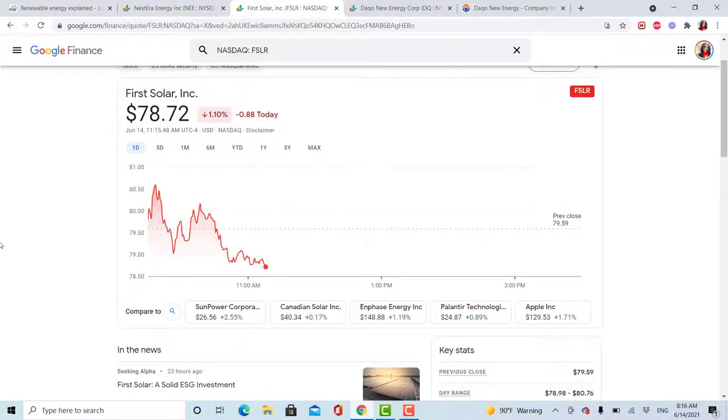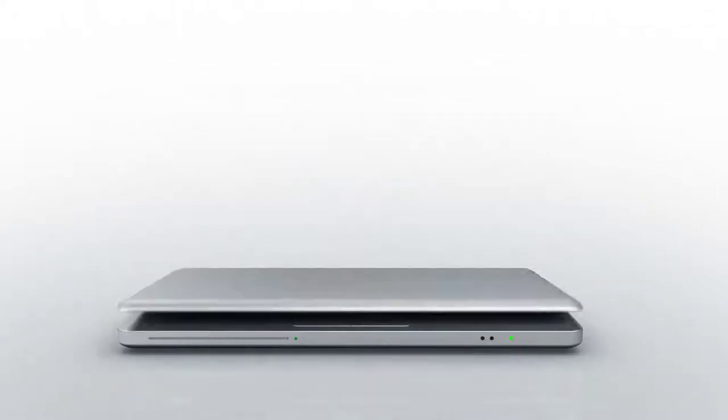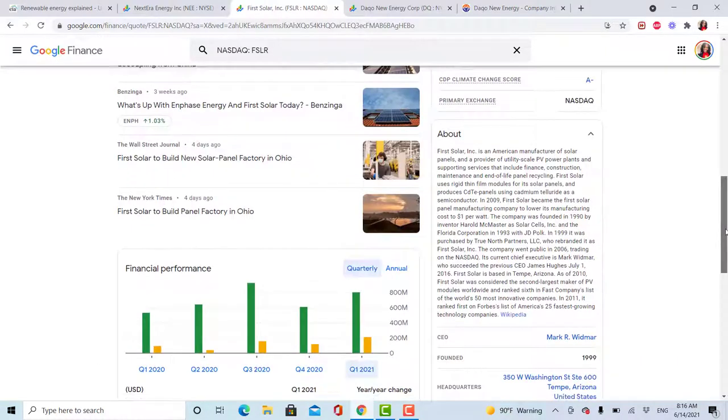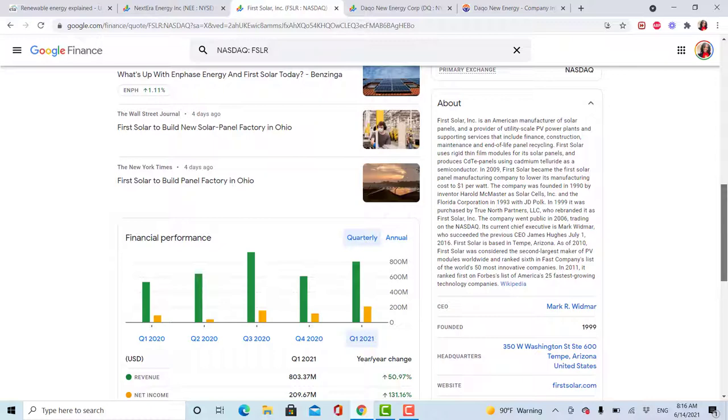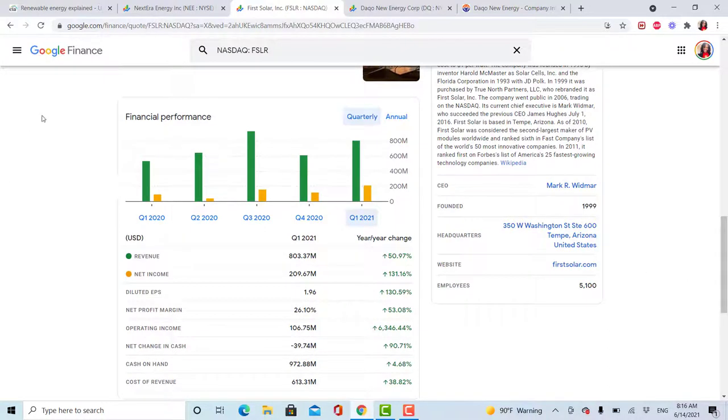The second renewable energy company I am recommending is First Solar Inc., First Solar stock. At this time, they're selling $78.70, and they are an American manufacturer of solar panels and a provider of utility scale PV power plants and supporting services that include finance, construction, maintenance, and end-of-life panel recycling. First Solar uses rigid thin film modules for its solar panels, and I think it's performing really well.